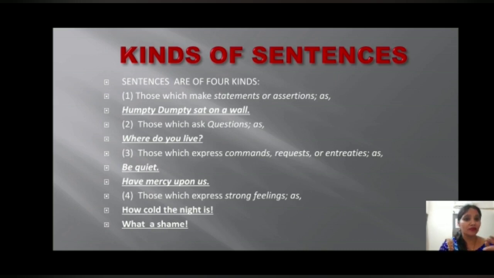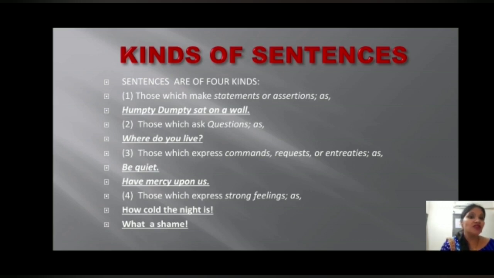Second is those which ask questions. The second sentence is that which asks a question. Where do you live? It is raising a question. What do you do? Generally, it begins with the WH family.